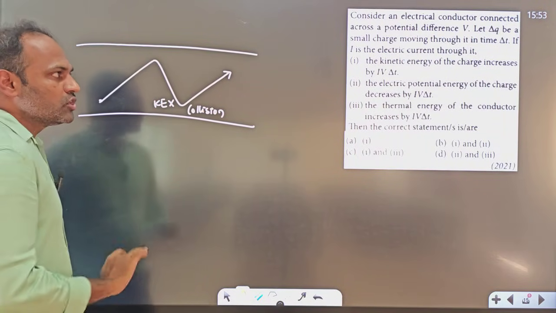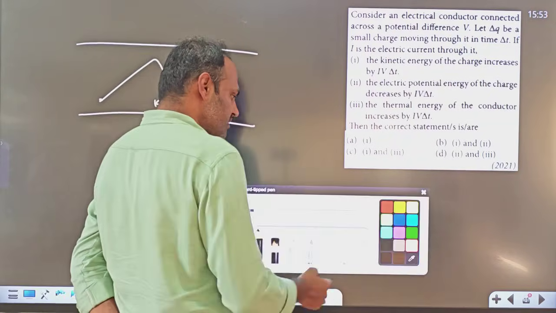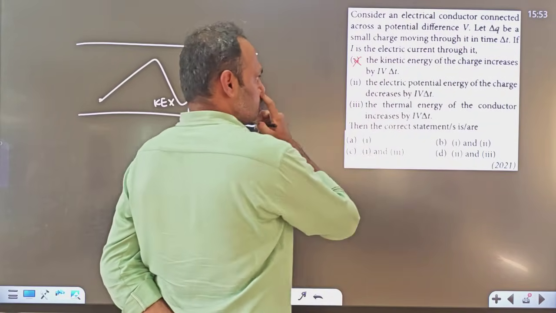Kinetic energy will be lost. So there is no chance of it increasing. Kinetic energy has no chance of increasing. So the first option is wrong.